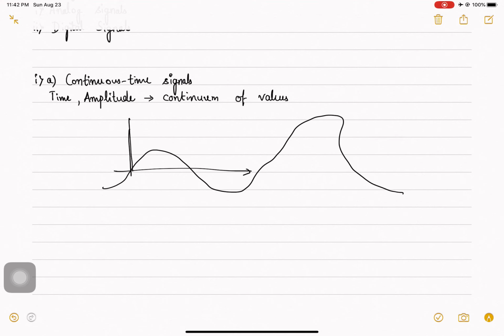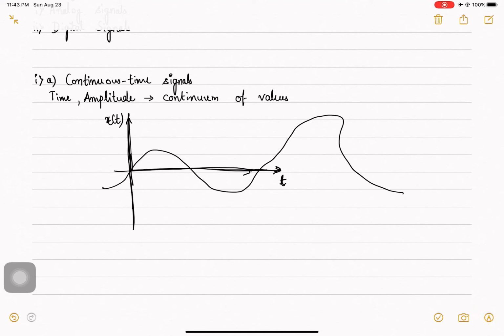Okay, so if this is my x of t, the y ordinate, the time is my x-axis. So the time can take any value on this x-axis, which we are used to calling the horizontal axis, the x-axis. It can take any values here, as well as the amplitude can take any values on this line. So from minus infinity to plus infinity, there is no restriction.